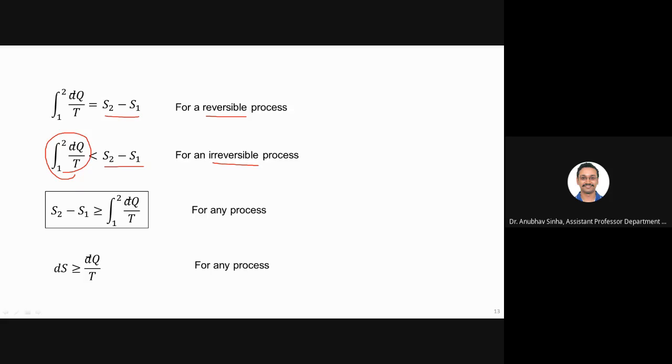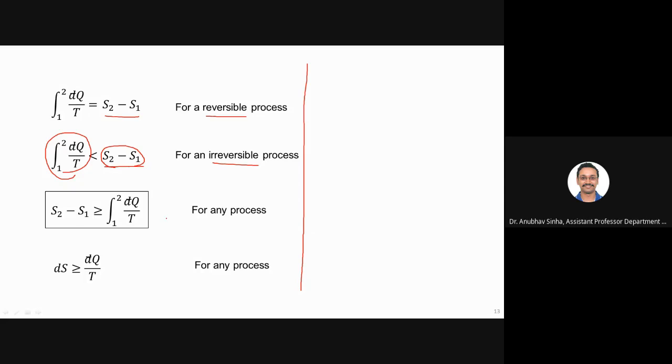Okay. So can you repeat your question or you got your answer? Sir, I got it. Okay, fine. So basically, for a reversible process, delta S will be equal to this. For an irreversible process, delta S is more than that. You are gaining more entropy than dq by T.